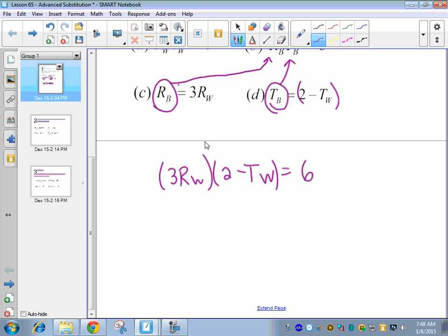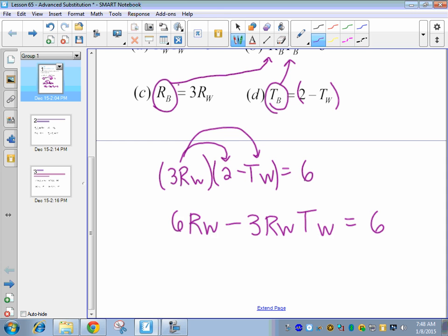And we're going to go ahead and distribute this. So this times this is 6RW. And then this times this is negative 3RW TW. That equals 6.